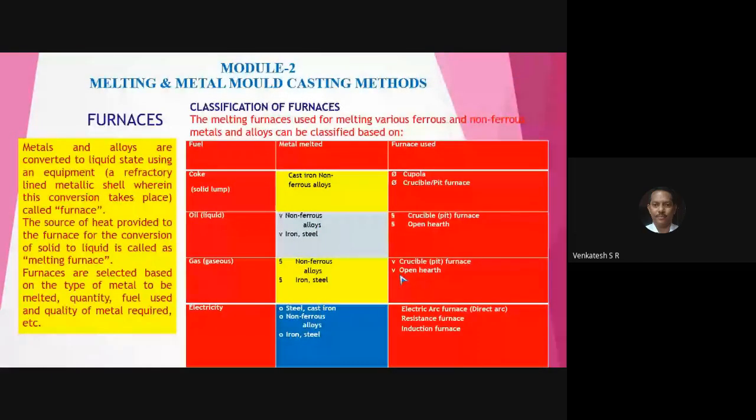Last class, we discussed the melting furnaces used for ferrous and non-ferrous metals, and the classification of furnaces depending upon the fuel used, the type of metal, and other factors such as the quality and quantity of metal required for making the casting. The next step is the different types of furnaces used.